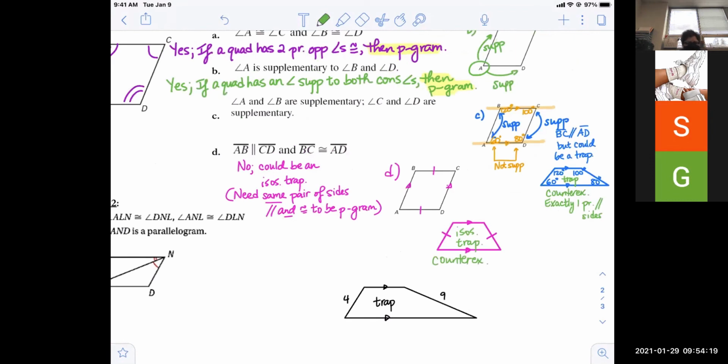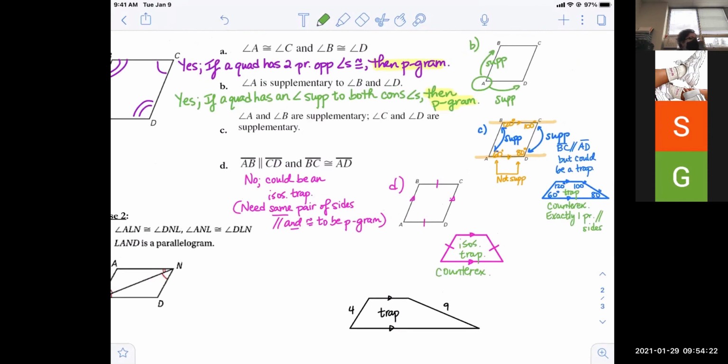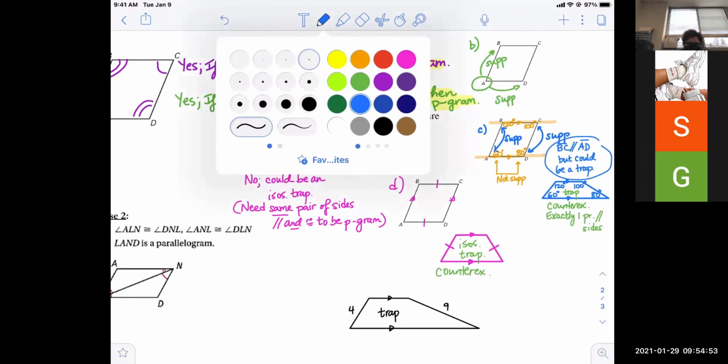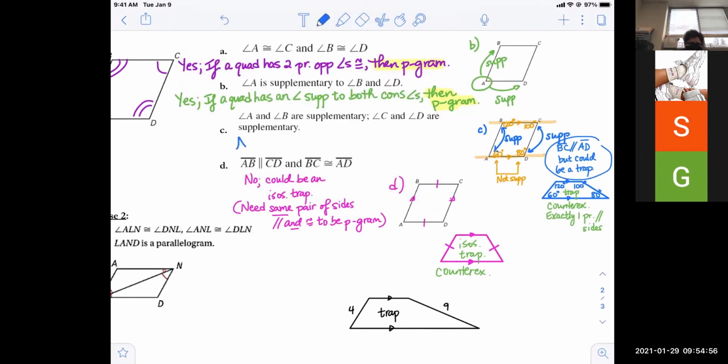Okay, let me pause for a minute. So notice that again, the first two were yes, because they correspond exactly with one of those reasons from the list. The second two were no, because it's possible to have a different shape that would have those characteristics. So the blue one here was no. And there's your reason, but I'll go ahead and write that over here as well. So no, could be a trapezoid.